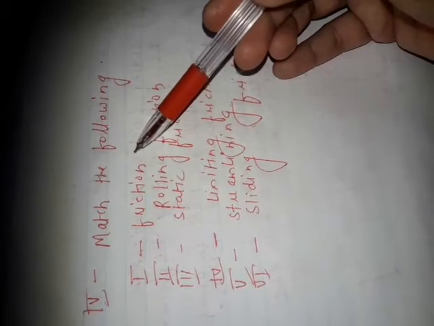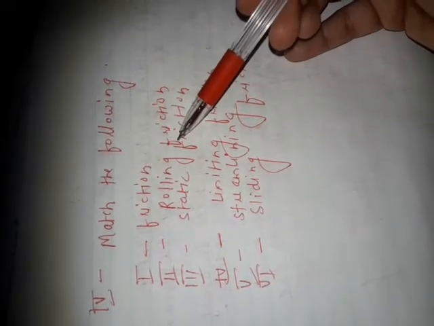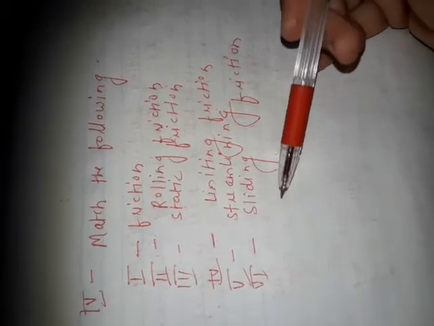In match the following, first one is friction, second one is rolling friction, third one is static friction, fourth one is limiting friction, fifth one is streamlining, sixth one is sliding friction.